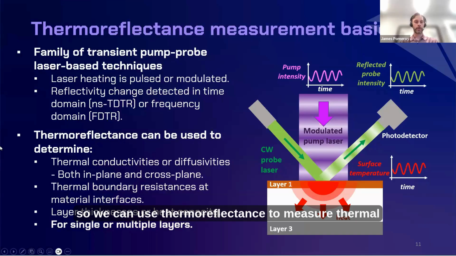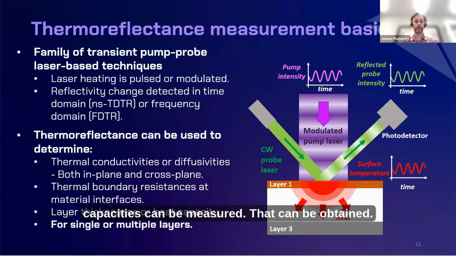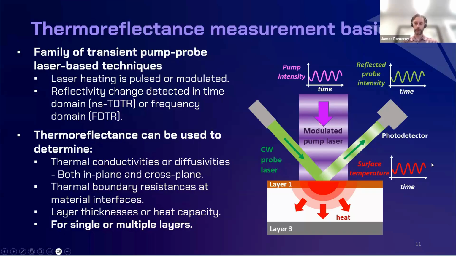Okay, so we can use thermoreflectance to measure thermal conductivity in-plane and cross-plane, and thermal boundary resistances between the layers, but also layer thicknesses and heat capacities can be obtained. And the unique thing here is that we can measure multiple layers simultaneously.